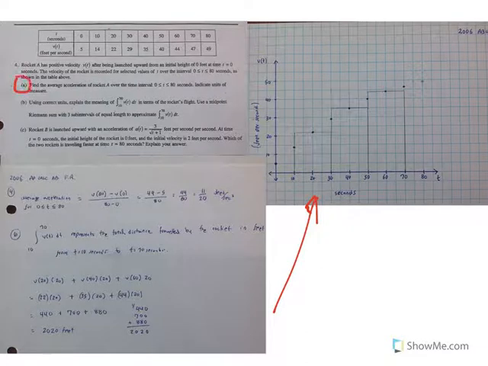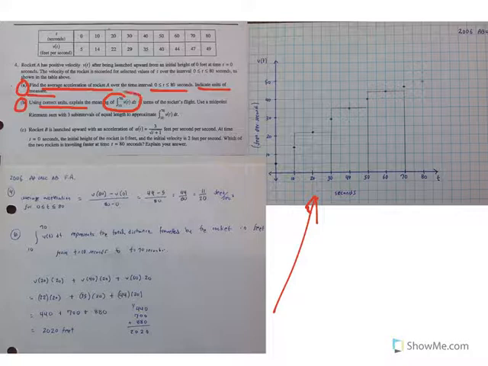So part A says find the average acceleration. We'll get to that in a little bit, but let's read A and B. We're going to do parts A and B in this lesson. Part A says find the average acceleration of rocket A over the time interval from 0 to 80 seconds. Indicate units of measure. And part B says, using correct units, explain the meaning of the definite integral of the velocity function with respect to time from 10 to 70 seconds.